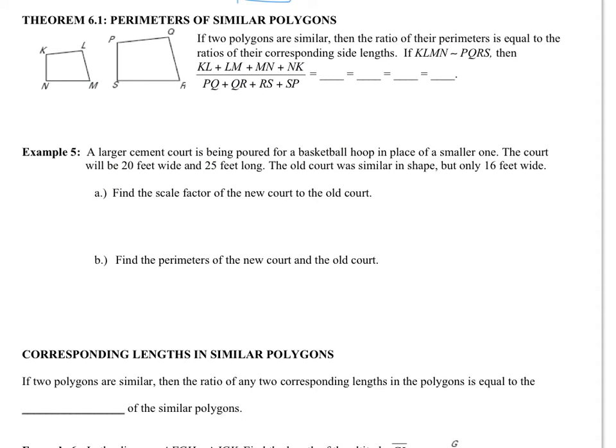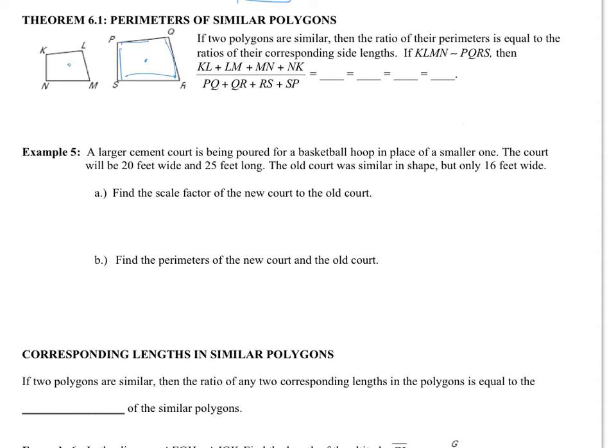Theorem 6.1, perimeters of similar polygons, states that if two polygons are similar, then the ratio of their perimeters is equal to the ratios of their corresponding side lengths. So this means that if KLMN is similar to PQRS, then the perimeter of the first figure, KL plus LM plus MN plus NK, to the perimeter of the second figure, PQ plus QR plus RS plus SP, would equal the corresponding side lengths.